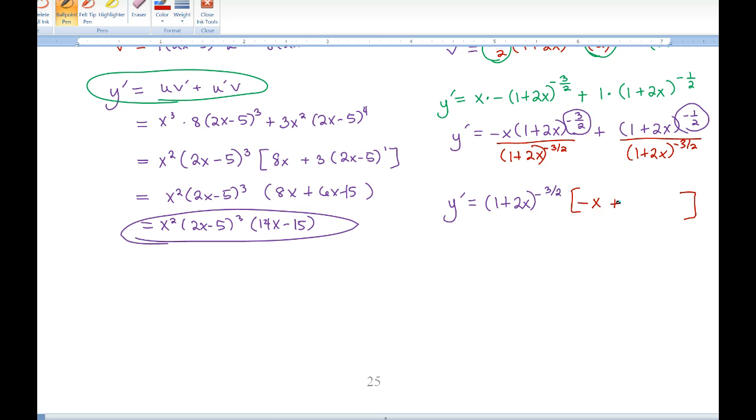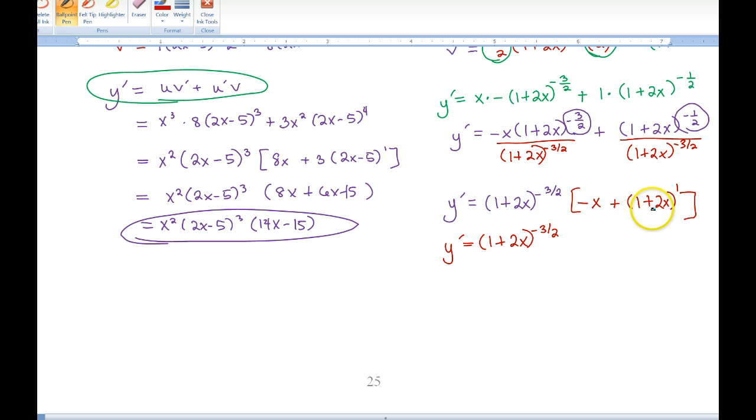Plus, what do we have left with here? So take a look at the exponents. Notice we have the same base, 1 plus 2x, 1 plus 2x. What's -1/2 minus -3/2? Well, that's a +1. So I really have a 1 plus 2x to the first power. Okay, we're almost done.